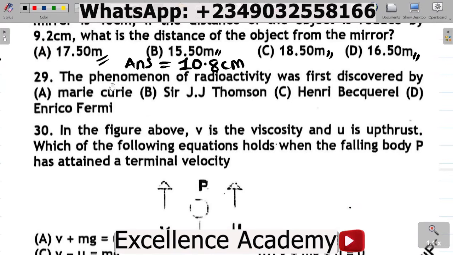Next up, question number 29. 29 says the phenomenon of radioactivity was first discovered by A. Marie Curie, B. J.J. Thomson, C. Henry Becquerel, D. Enrico Fermi. The correct answer here is Henry Becquerel. Right, so take note that Henry Becquerel discovered the phenomenon of radioactivity.